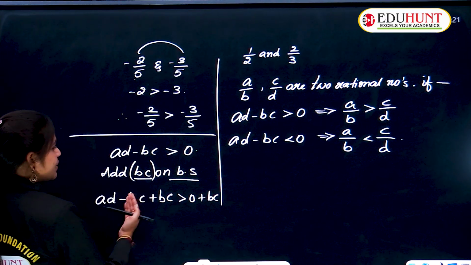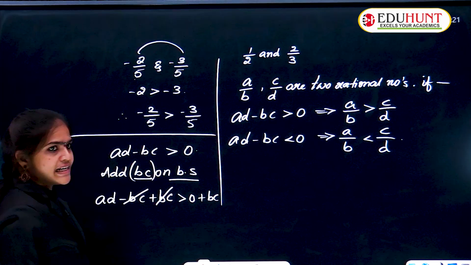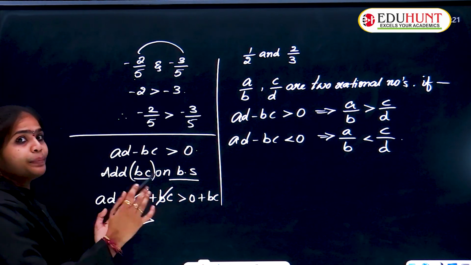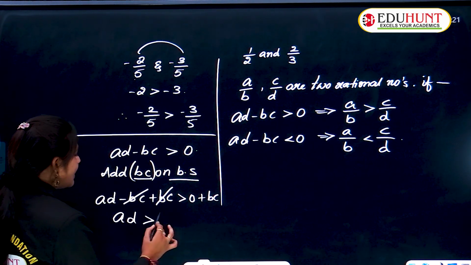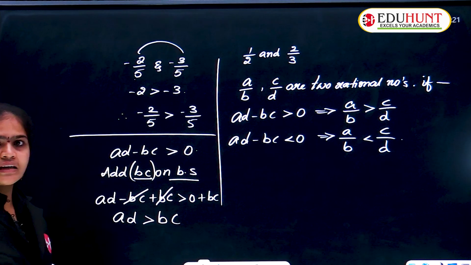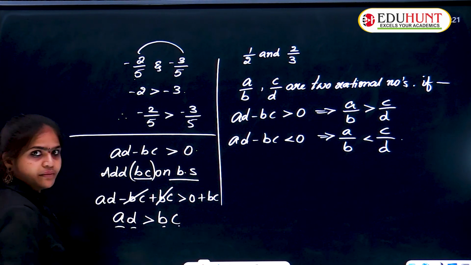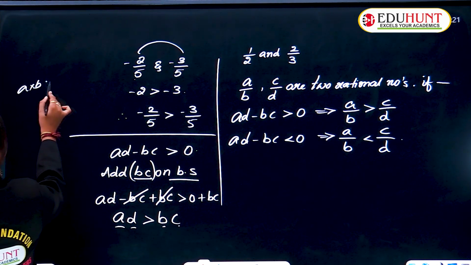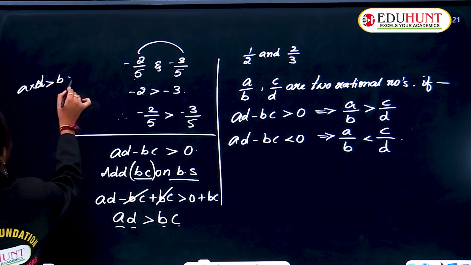Both sides of the inequality sign, just add that BC. Plus BC minus BC gets cancelled. Now here AD is greater than 0 plus any number, again you will get the same number only, no, that's why greater than BC. Clear? Now here A into D, B into C, meaning AD is greater than BC.